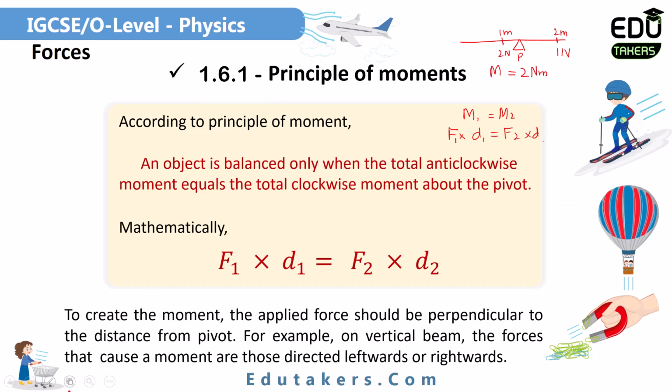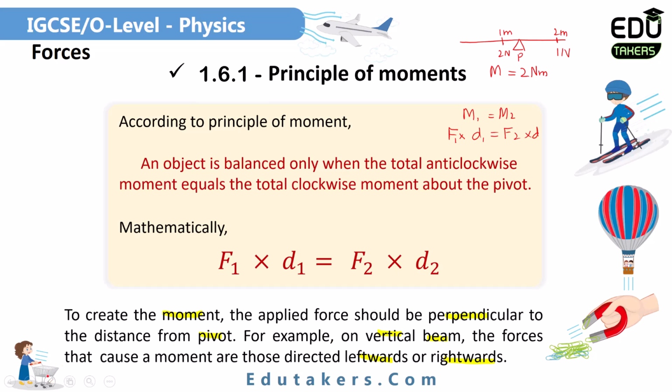You can also see here, to create the moment, the applied force should be perpendicular to the distance from the pivot. When you have to create the moment of the force, you have to apply the force perpendicular to the distance from the pivot. For example, on the vertical beam, the forces that cause a moment are those directed leftwards or rightwards.